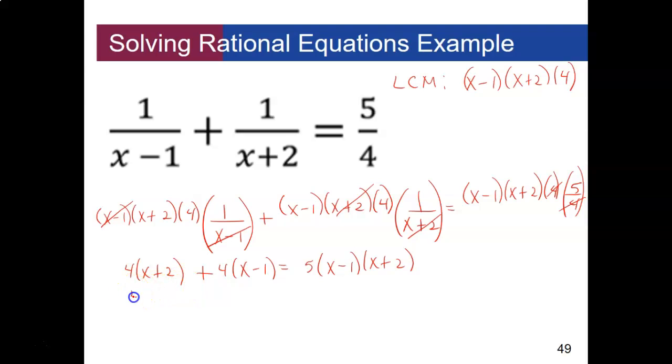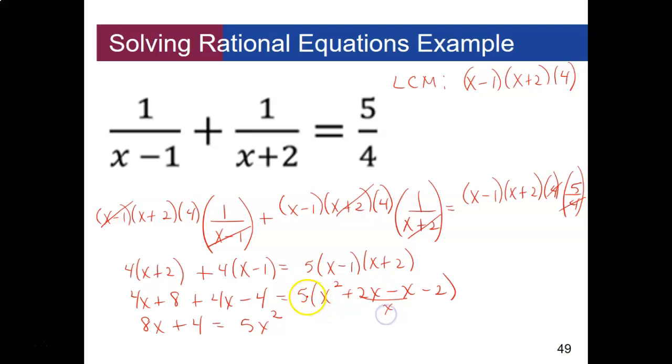So if I distribute here, this will be 4x plus 8. This will be 4x minus 4. Here, this is a quadratic, so we need to FOIL this. So I'll have x squared plus 2x minus x minus 2. If we combine together, we'll have 8x plus 4. Here we'll have 5x squared. These combine to give us just an x. So 5 times x will be 5x minus 10.